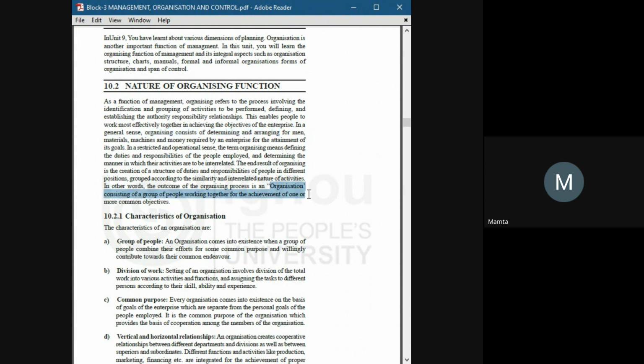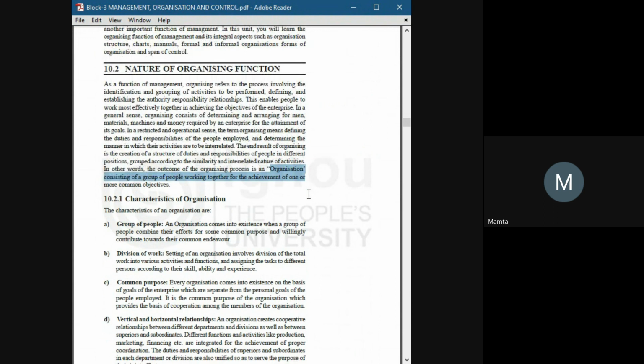An organization consists of a group of people working together for the achievement of one or more common objectives. That's what organizing is.